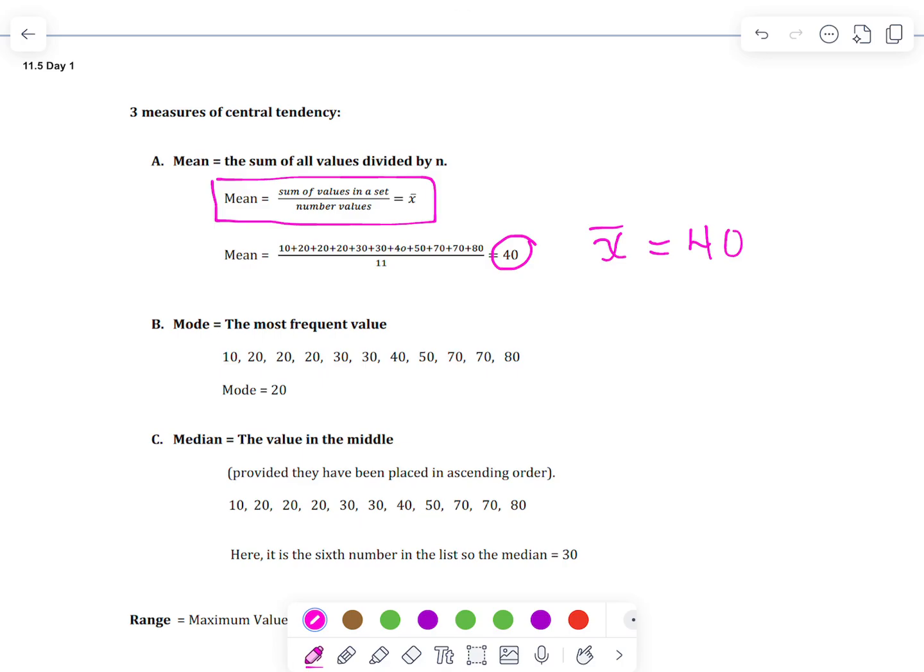The next thing is the mode. The mode is what occurs the most often. So if we look at that data set, there are 3 20s, so the mode is the one that occurs the most often, so 20.